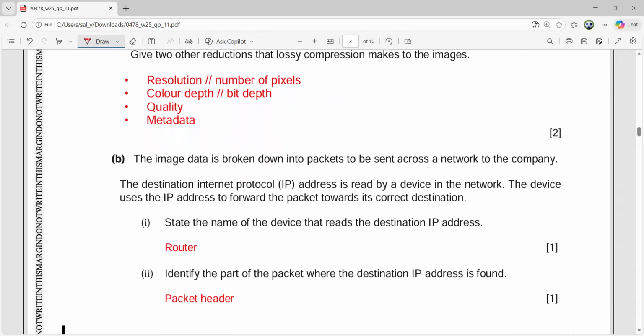Part B. The image data is broken down into packets to be sent across a network to the company. The destination internet protocol address, or IP address, is read by a device in the network. The device uses the IP address to forward the packet towards its correct destination. State the name of the device that reads the destination IP address. It's a router. Part 2. Identify the part of the packet where the destination IP address is found. Destination IP address is found in the packet header, and in this manner you will be able to score 1 out of 1.